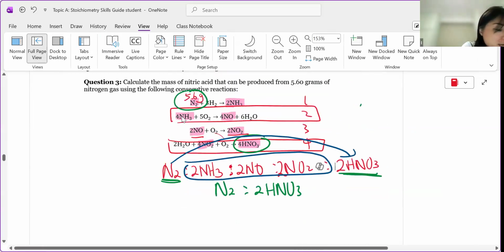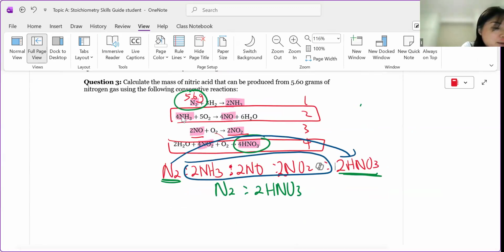I give you some time to try, and when you are ready, you unpause the video. You can pause the video to try, and then when you are ready, unpause to go through the answer.